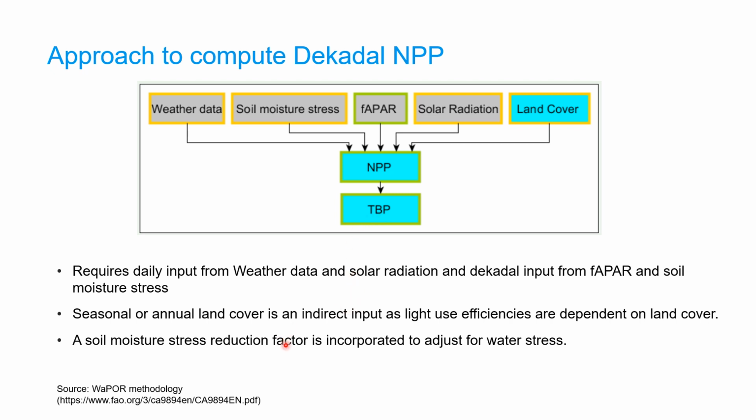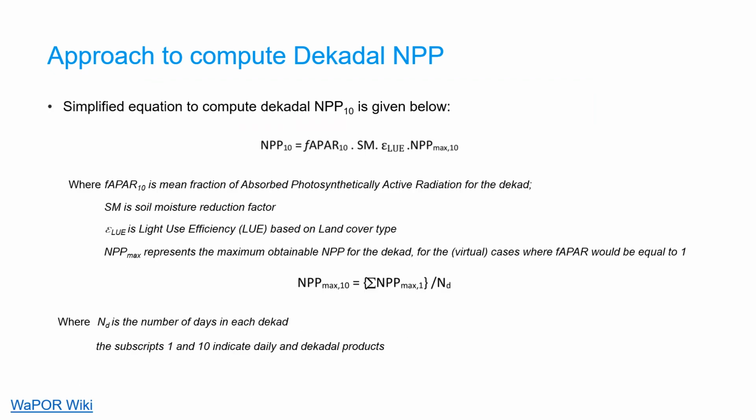A soil moisture stress reduction factor, which will be explained in the coming slides, is incorporated to adjust for water stress in the net primary production product. The mathematical approach to compute decadal NPP is provided in this slide. The first equation represents the simplified equation to compute decadal NPP.